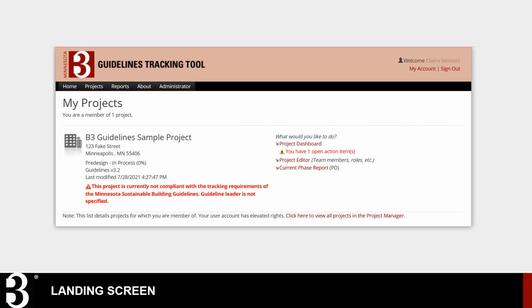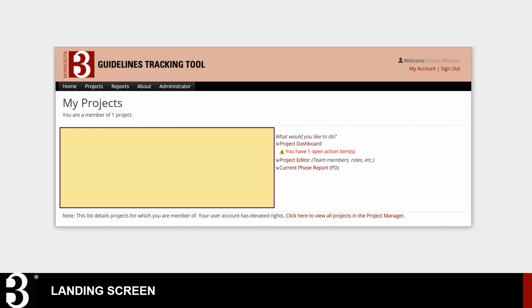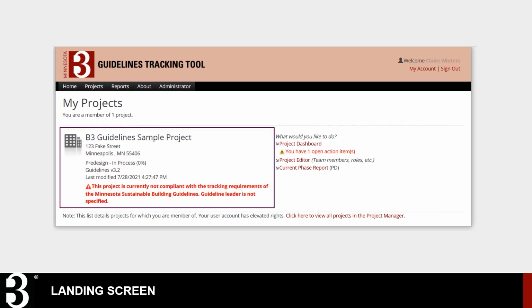When you log into the tracking tool, you'll see a list of all B3 projects you're a part of. For example, this team member is a member of one project. In addition to the project's name and address, this view shows the project's current phase within the tracking tool and which guideline version the project is using. It also calls out any immediate action items that are preventing the project from meeting its documentation requirements.